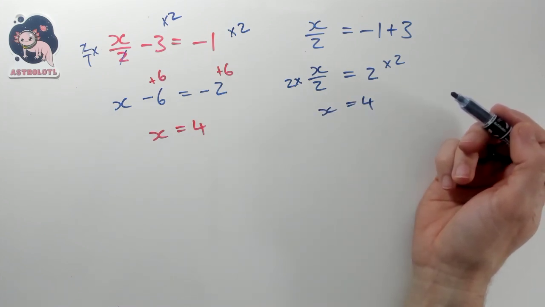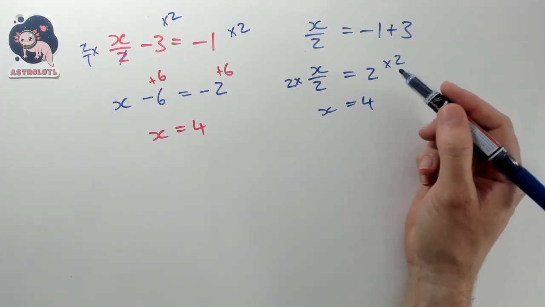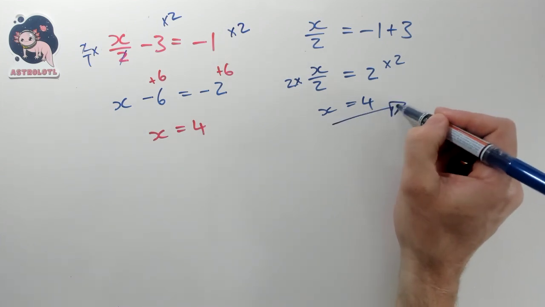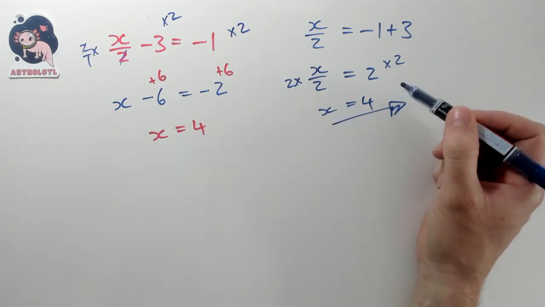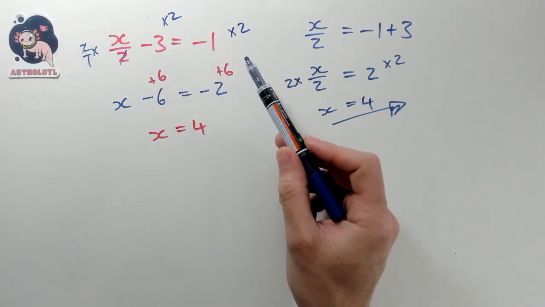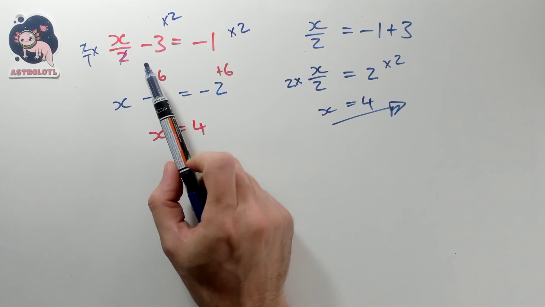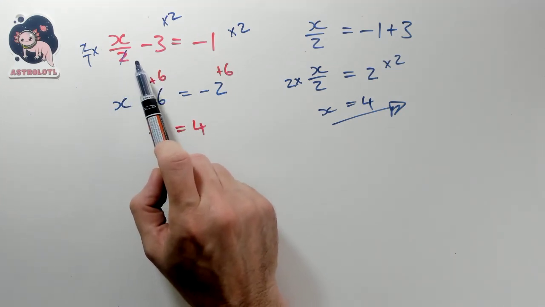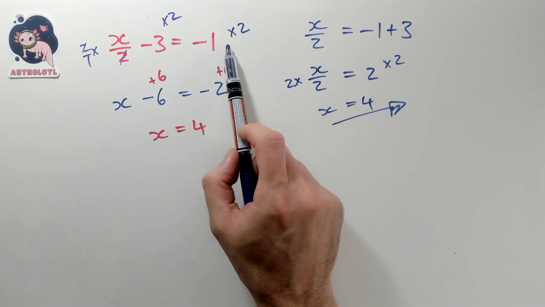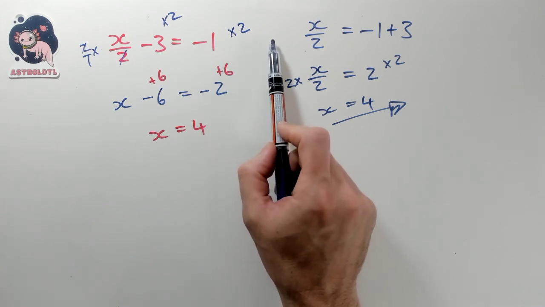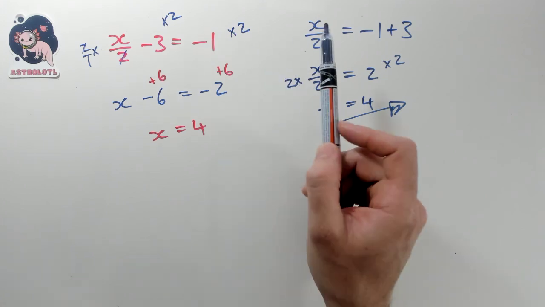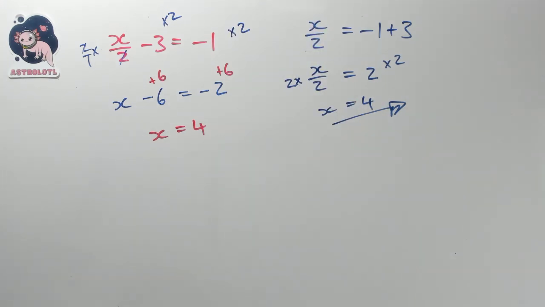One is not better, one is not worse. It just depends on the type of the equation. In this case, I think this path would be easier, but there might be some instances where this path is easier. But it's important to remember that when you multiply, every single term has to be multiplied. Even if I had a minus 2, minus 3 here at the end, every single term should be multiplied with 2. So that's a bit of a catch.